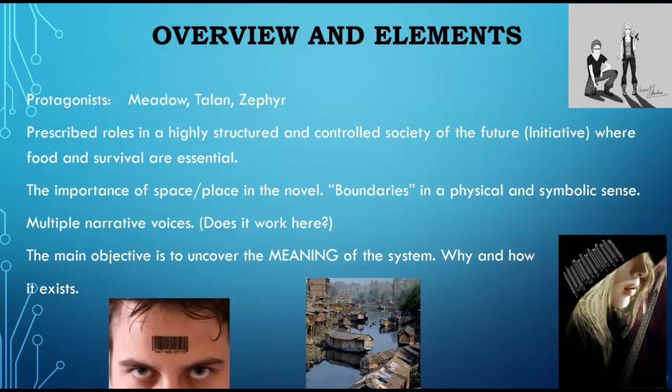The main objective of the novel in this kind of genre is to understand and uncover the meaning of the system. That's the mystery. How and why it exists. Why is the world that is created here inside the perimeter the way it is? How did it get that way? What's going on? Who's in charge?